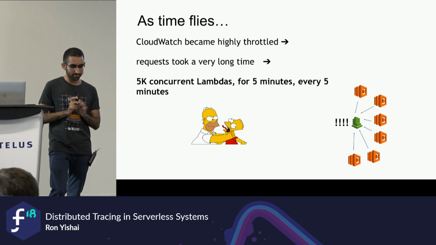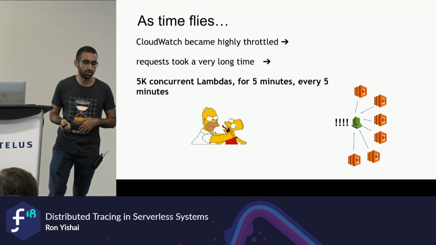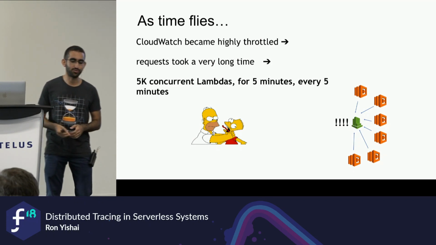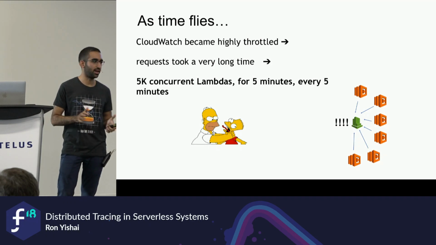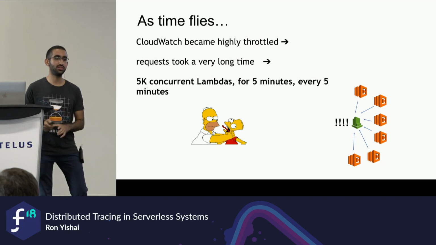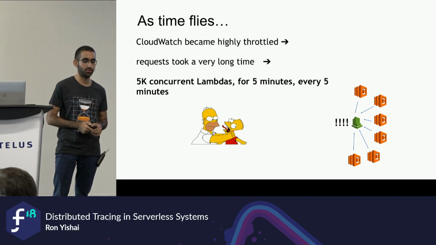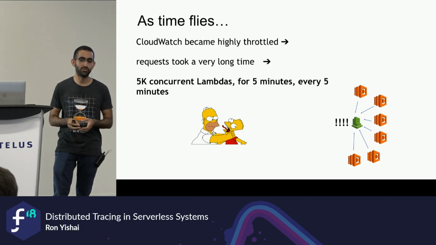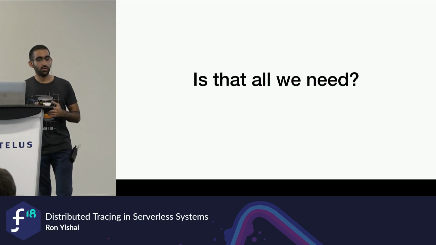Just a second before we continue. The solution was to have the information pushed to us instead of pulled by us, but that is not really the topic of this session. So, a little summary: we understand now that distributed tracing is an important part also of optimizing and of understanding what each Lambda function is doing. So is that all we need?